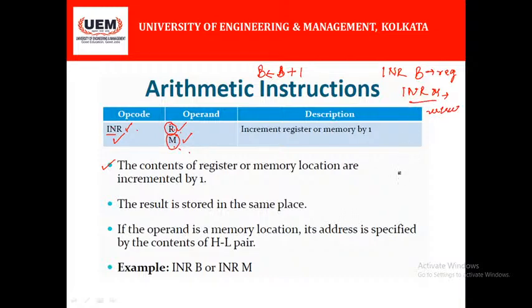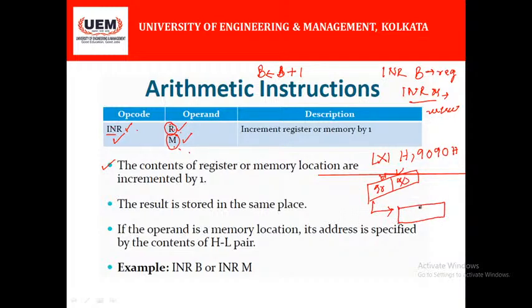INR M is a dependent instruction. Before executing INR M, we need to specify what the value of M is. Say the value of M is 9090H. Then what happens? The HL register value will be 9090. Then what happens? The HL register pair will point to location 9090. The data value stored over there is, suppose, 03.